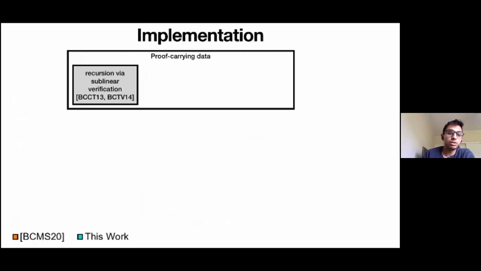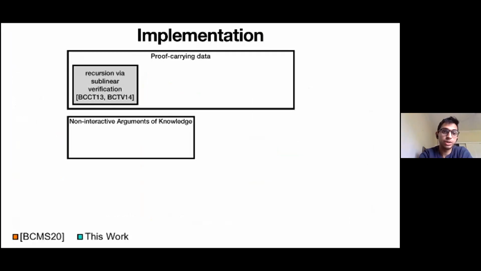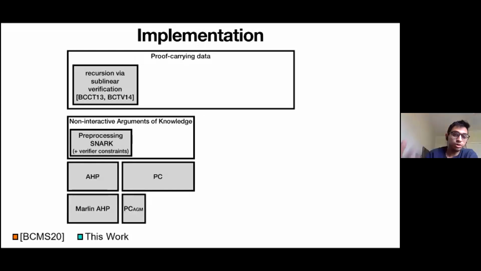First, this is not part of our work, but from a pre-existing implementation in this framework, we have recursion via sublinear verification, which requires implementing a generic interface for SNARKs. So our PCD library is entirely generic. You just give it, for example, a SNARK, and it'll spit out PCD based on recursion via sublinear verification, so BCTV14, right? Into the generic interface for a SNARK, we plug in various components. For example, we have a recursion based on the Marlin universal setup SNARK. We also have recursion via Groth16 and so on.